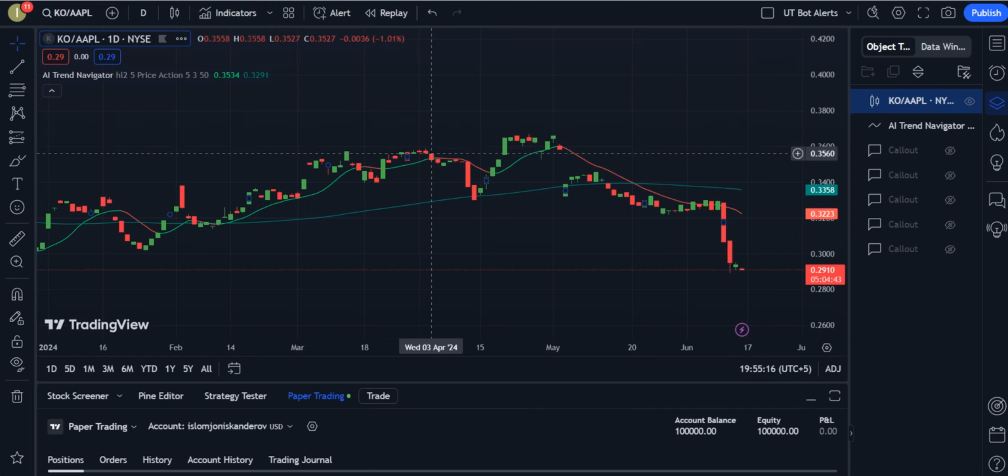And what we see here, the red and green lines, that's the AI Trend Navigator. The green line represents an upward trend, and the red line represents a downward trend. And the numbers you see here on the right, this is not the price of the stock. This is the price ratio of Coca-Cola divided by Apple, the price ratio of Coca-Cola to Apple.